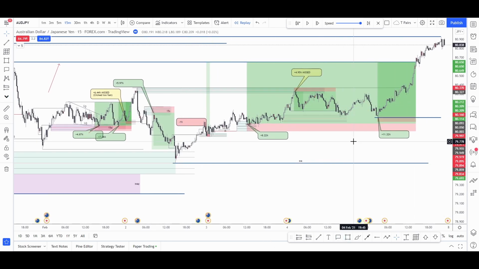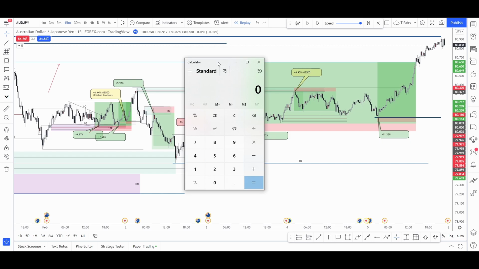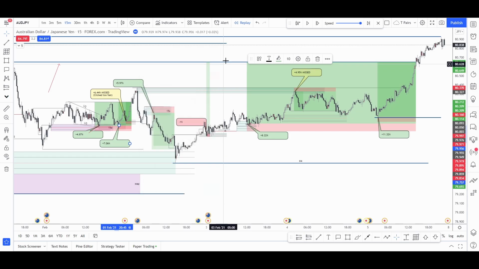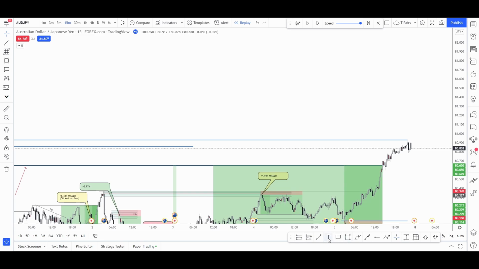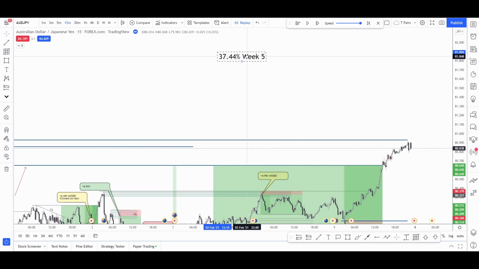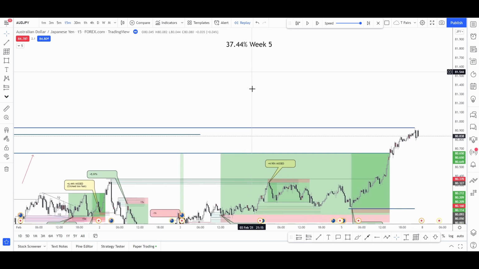Let's just get the calculator up. So we've got 4.87 plus 7.06 plus 5.97 plus 8.22, 11.32, 37.44 in a week. Okay, so that is amazing. 37.44 in a week. And we're going to call this week 5, okay? So it's essentially the 5th week into the new year, into 2021. So that's great.